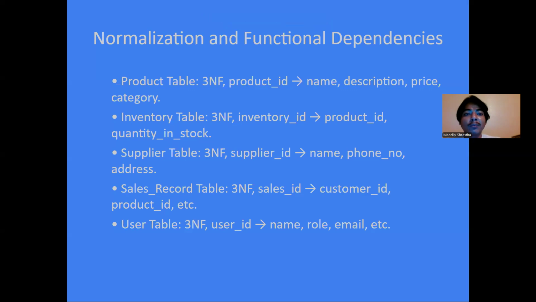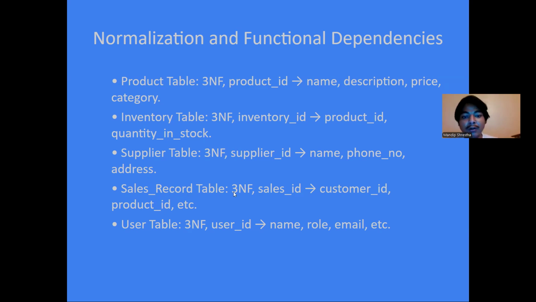Talking about some normalization and functional dependencies: for my product table, if I know the product ID, I can get the product name, description, price, and category. Similarly, in the inventory table, if I know the inventory ID, I can get the product ID and quantity in stock. In the supplier table, if I know the supplier ID, I can know the supplier name, phone number, and address. The phone number is also unique in my table, so with the help of the phone number, I can also access the name, supplier ID, and address.